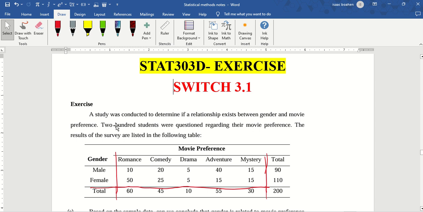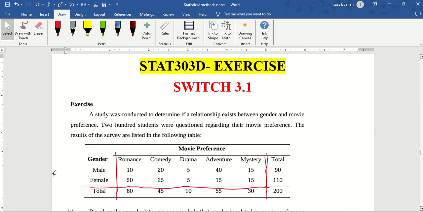In this video, we shall be solving this exercise under section 5, week 2 of STATS303D.